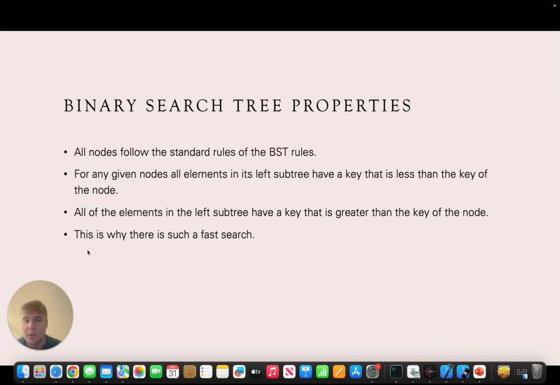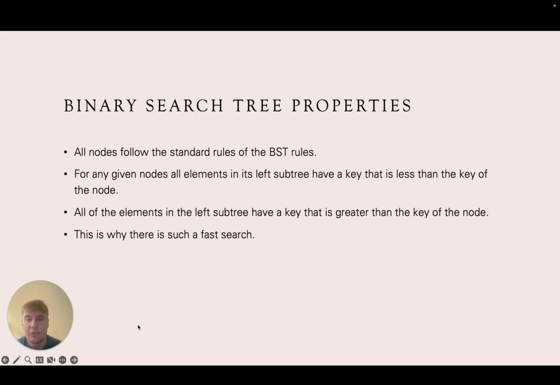In this, all nodes follow the standard BST rules. For any given node, all elements in its left subtree have a key that is less than the key of the node. All of the elements in the right subtree have a key that is greater than the key of the node, and this is why there is such a fast search.